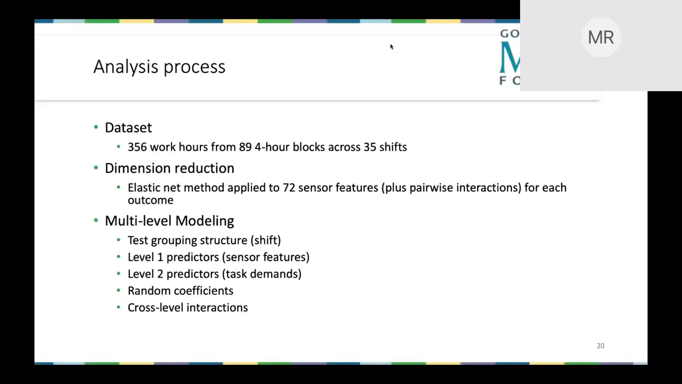experience of workload. And then all the level 1 predictors, so within the time block, were the sensor-based features, and then the level 2 predictors, which were at the shift level as a whole, were all those task demands that stayed stable for that whole shift.